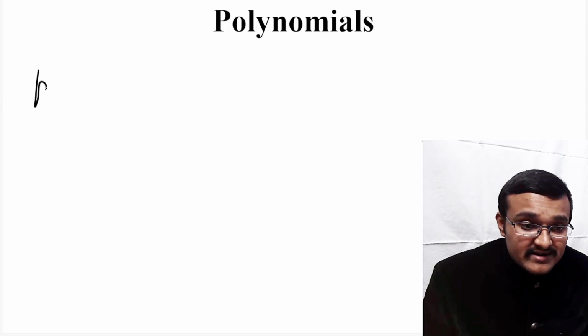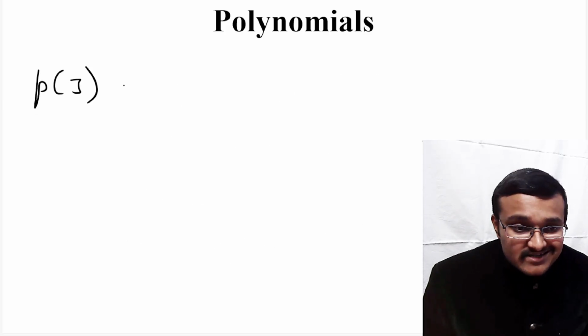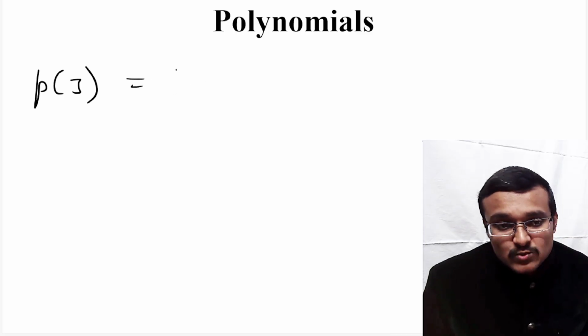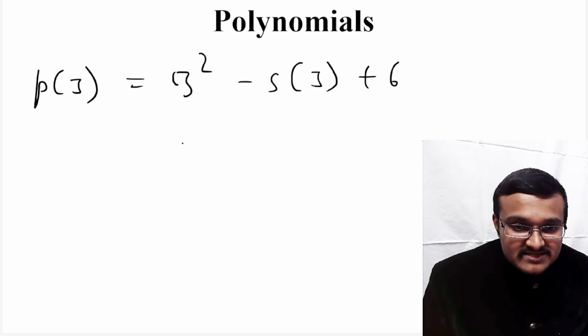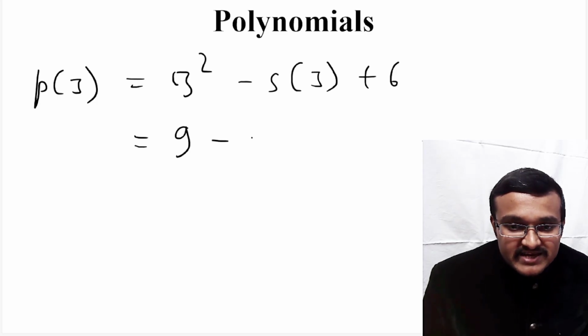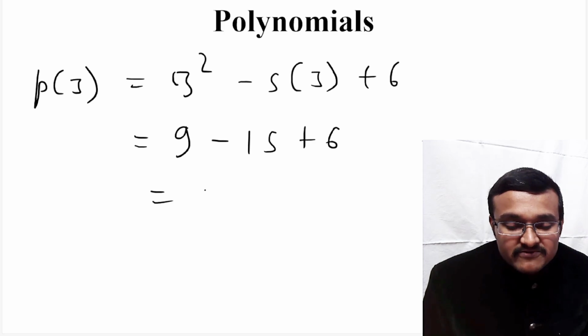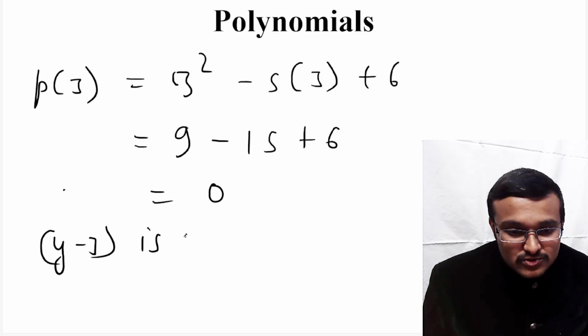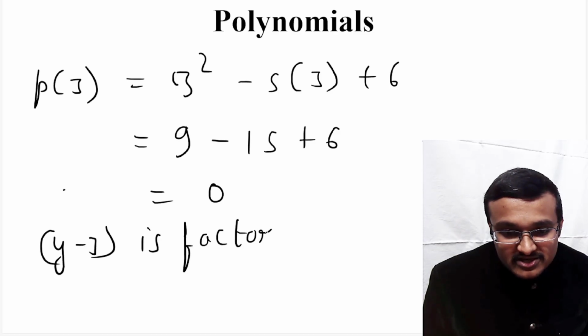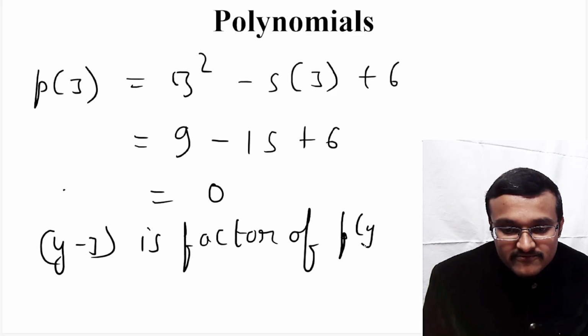Now we will take one more factor of 6, that is 3. So p of 3 is equal to 3 square minus 5 into 3 plus 6. 3 square is 9, minus 5 into 3 is 15, plus 6. So 9 plus 6 is 15, and 15 minus 15 is 0. So that means y minus 3 is also a factor of this polynomial p of y.